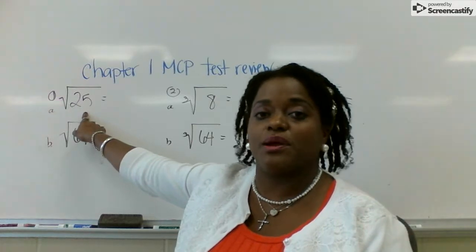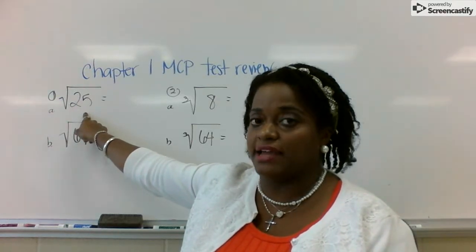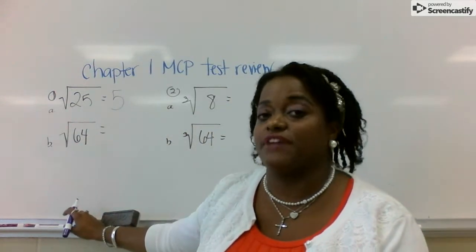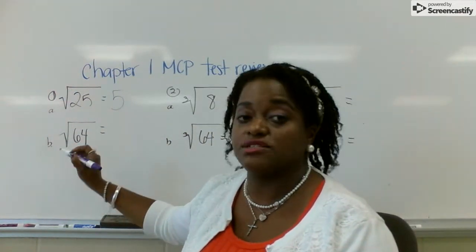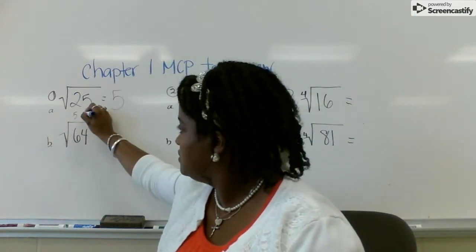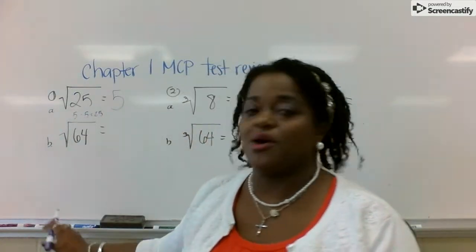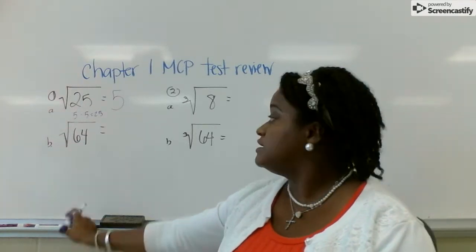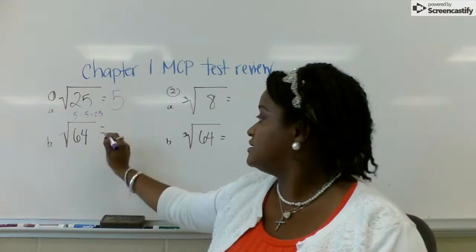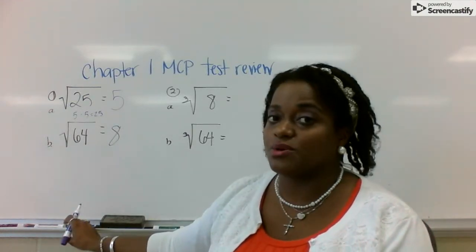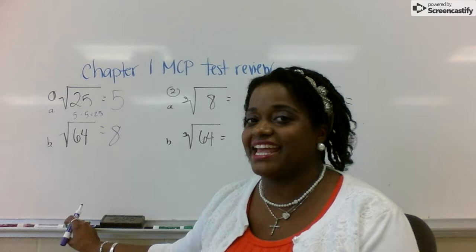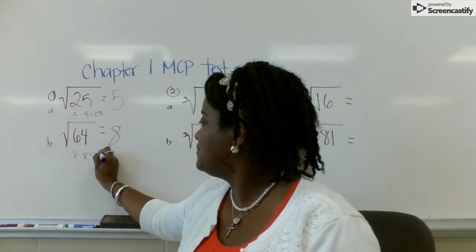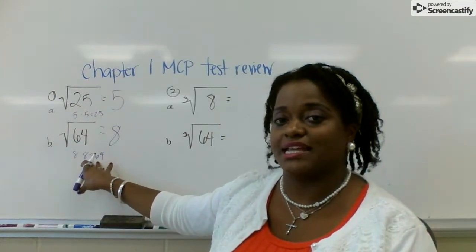Here we have the square root of 25. The square root of 25 is 5. Why is it 5? Because 5 times 5 is 25. In class, you'll see me do this. Okay, since 5 times 5 is 25, the square root of 25 is 5. The square root of 64 is 8. Why is the square root of 64 8? Because 8 times 8 is 64. Okay, so that's our way of double checking.